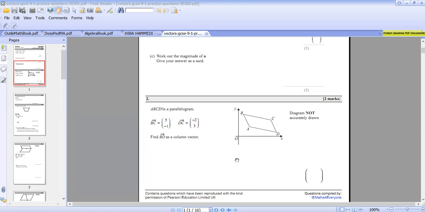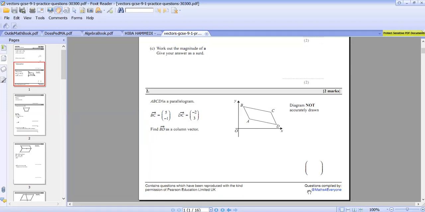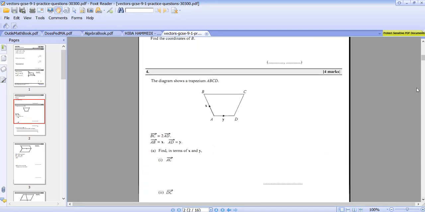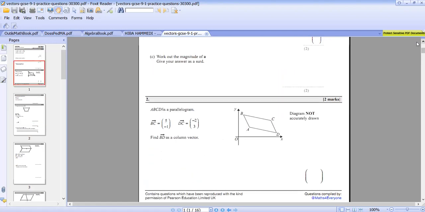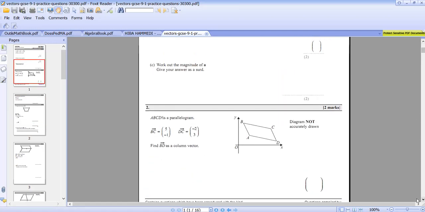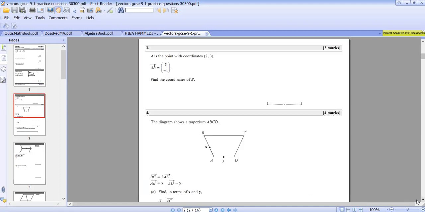Let's go further. Let's read the third question together. All right, so A is a point with coordinates (2, 3), and you have AB is equal to (5, -4). Find the coordinates of B.